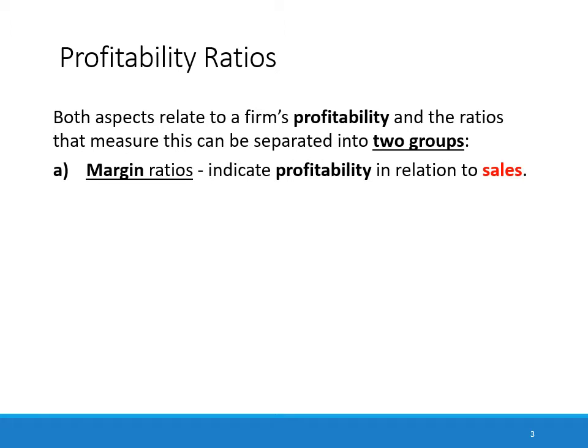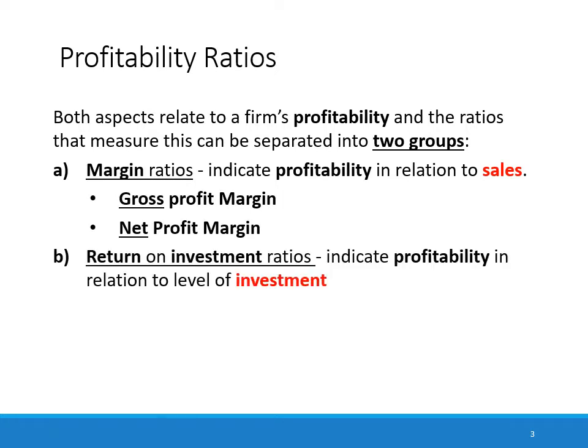First group is margin ratios. They basically indicate the profitability in relation to sales. They take reference from sales and how much profit they can make from it, how efficient they are. First one is gross profit margin. Next is net profit margin.